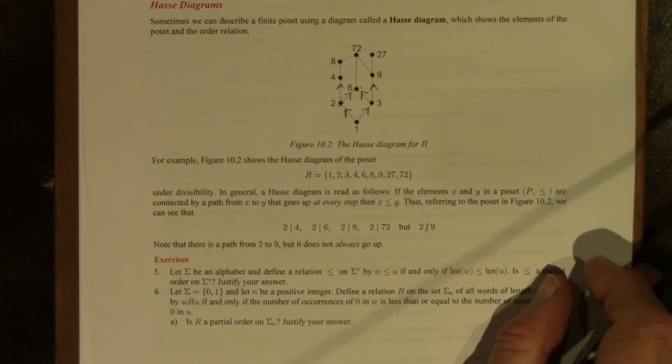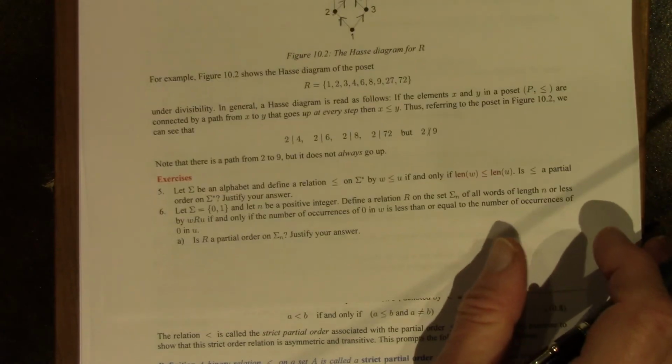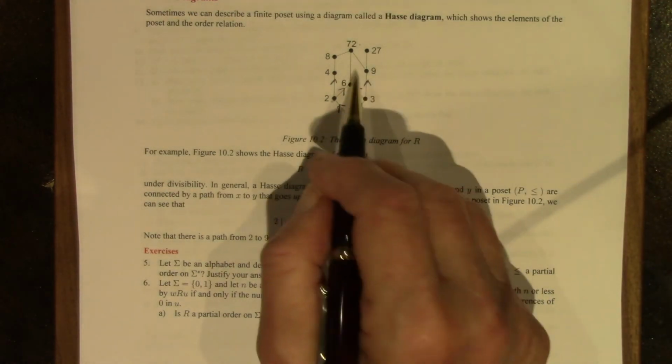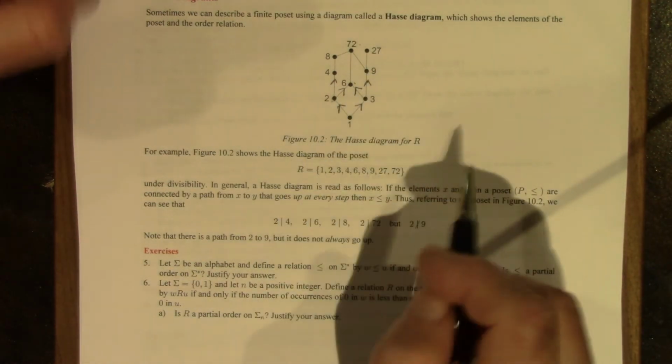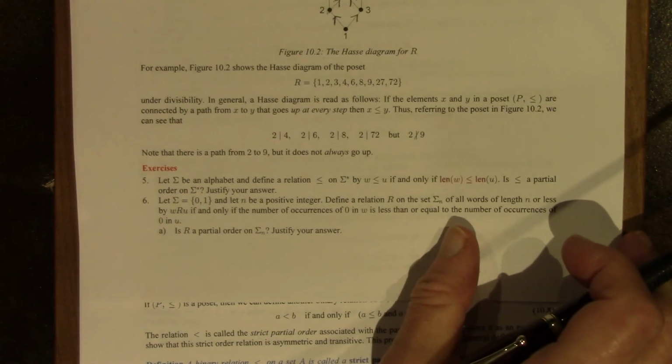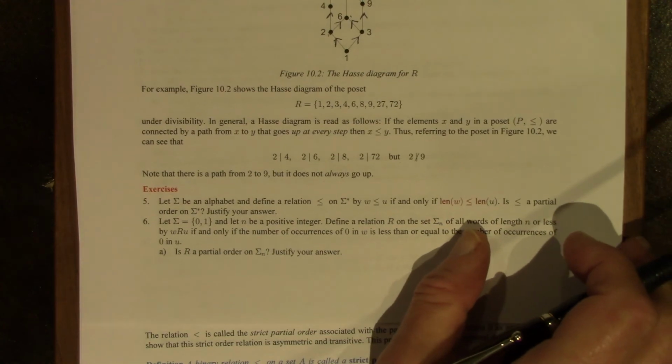Okay. So if you have to draw a Hasse diagram, it might take a couple of tries. You might place dots and label them and realize you have to tweak that a little bit. Some Hasse diagrams can get very involved.